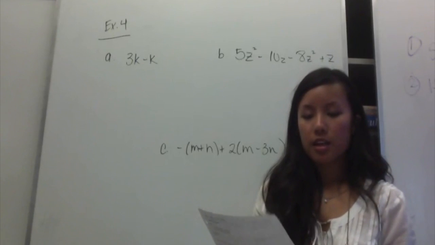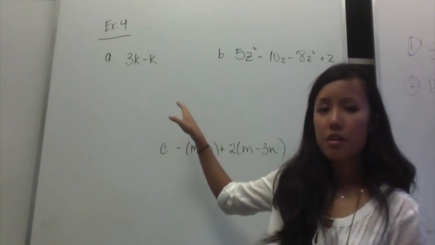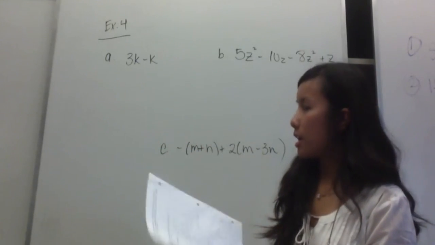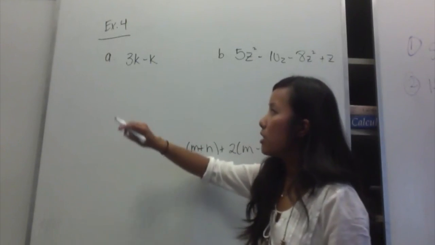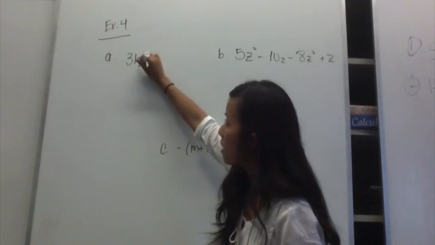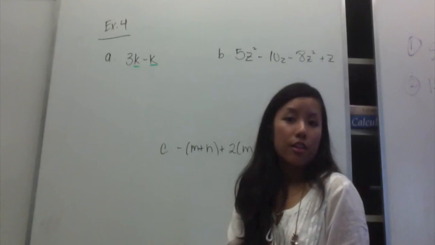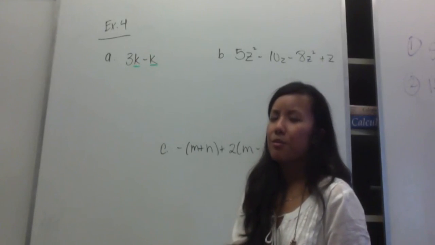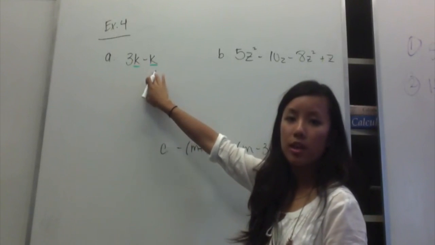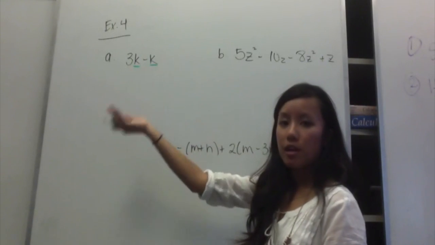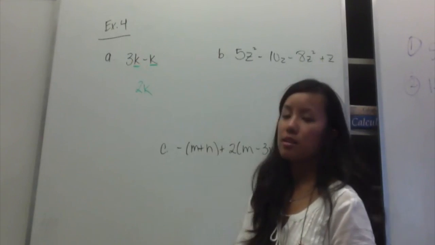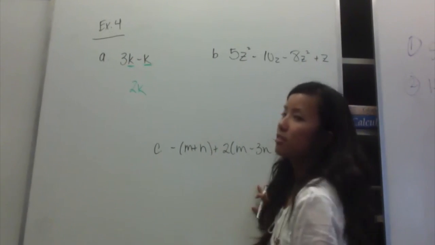But let's look at example 4. We're combining like terms and simplifying. So if you look at A here, like terms, we're basically looking at the variables. So we have K here and K. Are they the same? I think so. So all you have to do is combine them. This is like saying 3K minus 1K, right? So if you have 3 of the K's minus 1K, hopefully you know we have 2 K's.